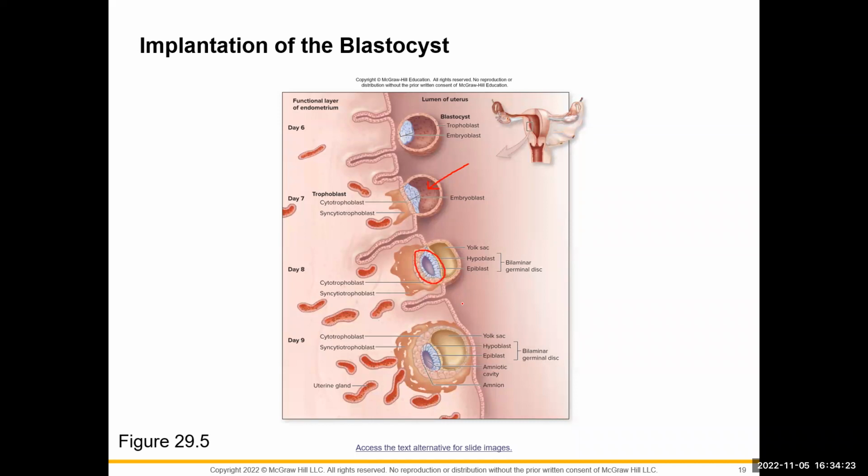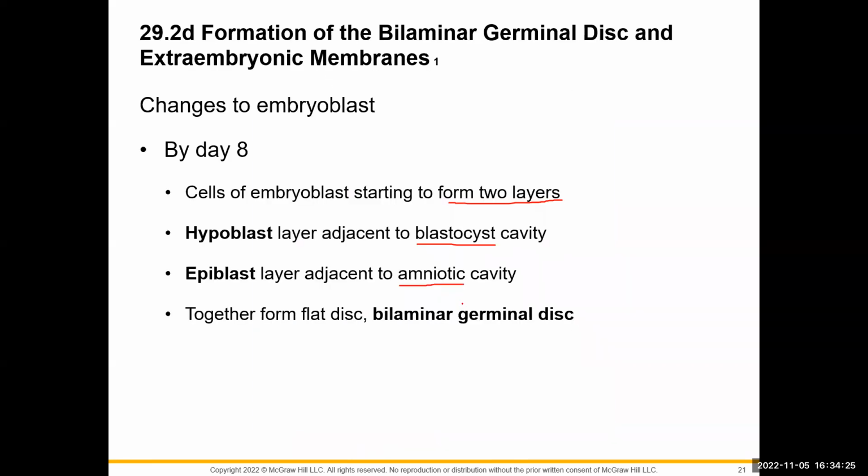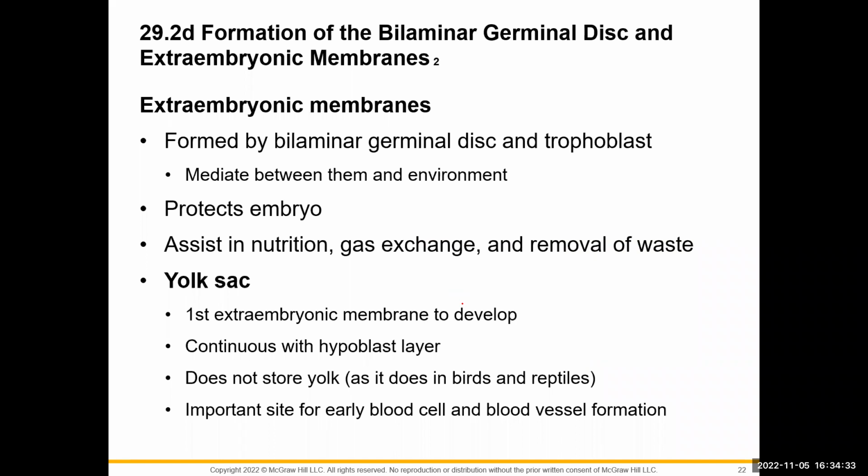That is going to be referred to as the epiblast. And so together, we refer to those two layers as the bilaminar germinal disc. All right, so now as the formation of the bilaminar germinal disc is occurring, we're going to see the development of what we call the extraembryonic membranes.